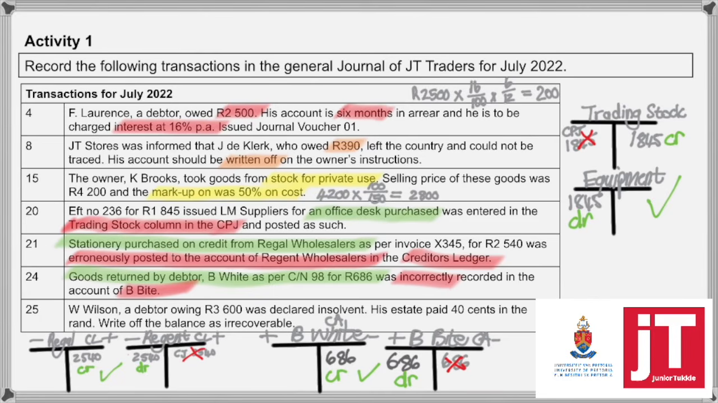The last one, W. Wilson, a debtor owing 3,600 Rand, was declared insolvent. His estate paid 40 cents in the Rand, write off the balance as irrecoverable. So if he owed 3,600 and 40 cents was paid, he still owes 60 cents, so 60%. And that must be written off. So it's the 3,600 times 60 over 100 gives us 2,160 Rand. That must be written off.